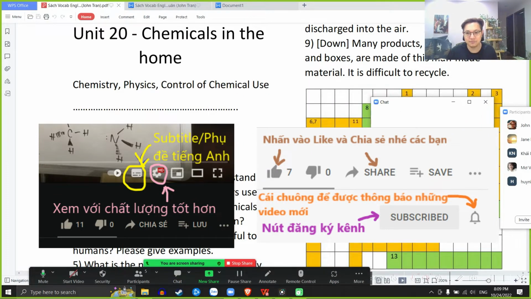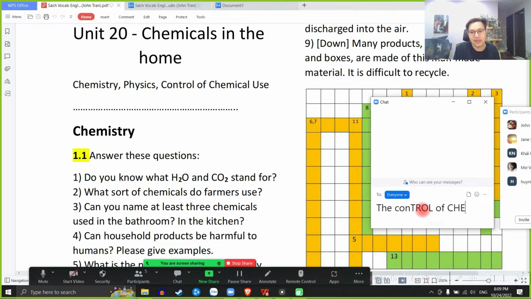So basically, the control or control of chemical use.